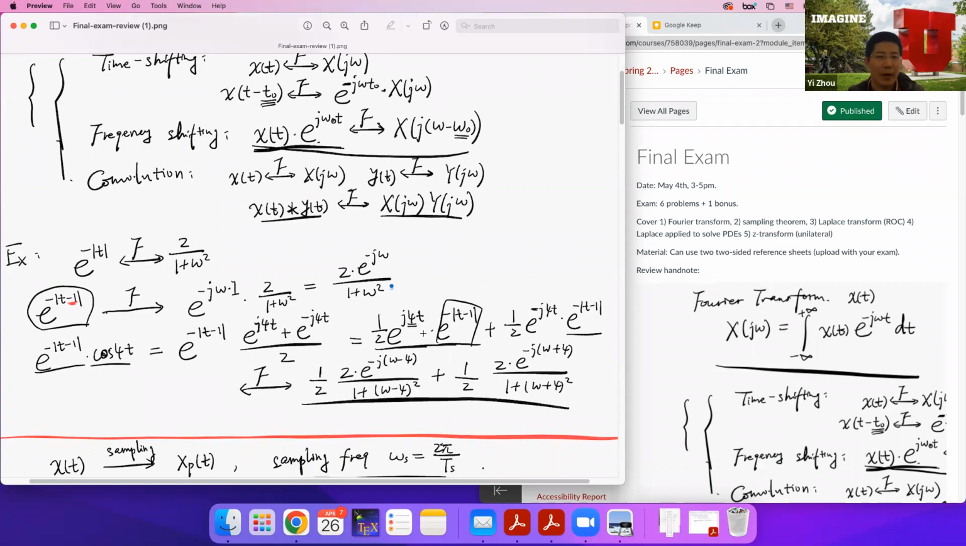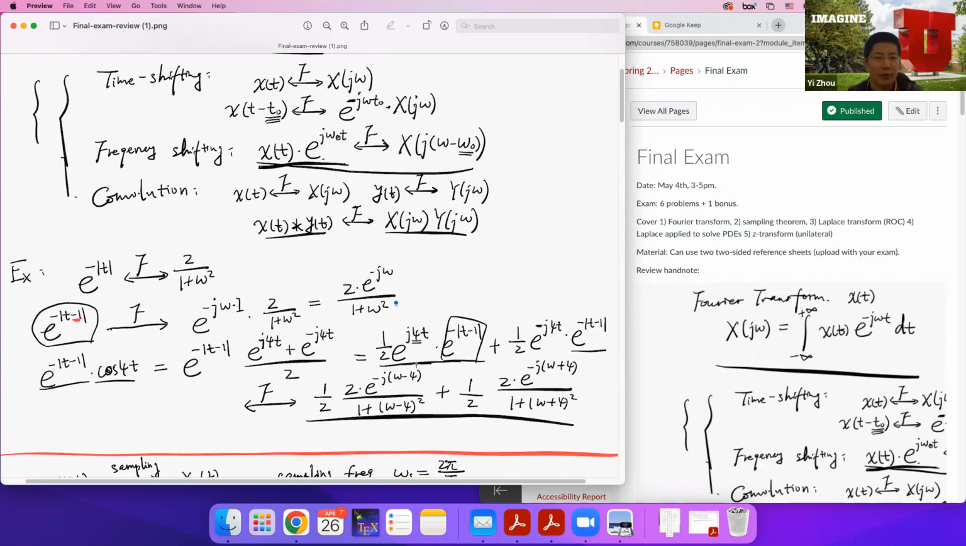And again, when you apply the frequency shift, you should shift the spectrum that you obtained from the previous one. So you need to shift this entire spectrum by 4 units. Basically, all the omegas in the numerator and denominator need to be shifted by the corresponding amount. So we will have these two frequency shifted spectrums. So this is the final spectrum for this modulated signal.